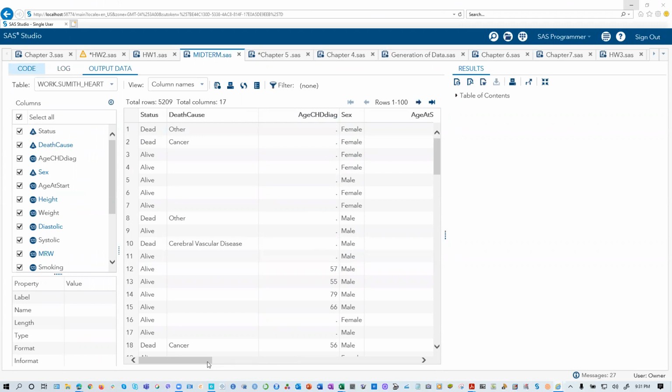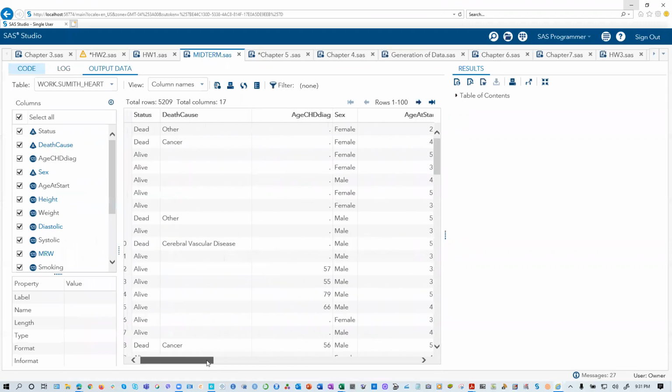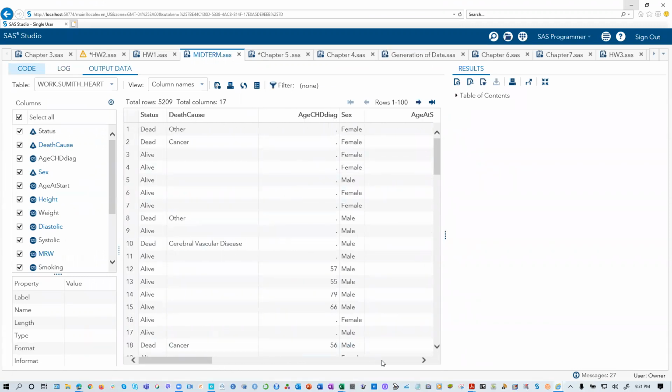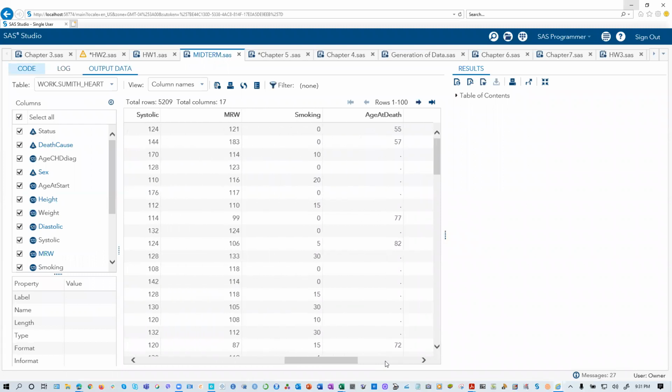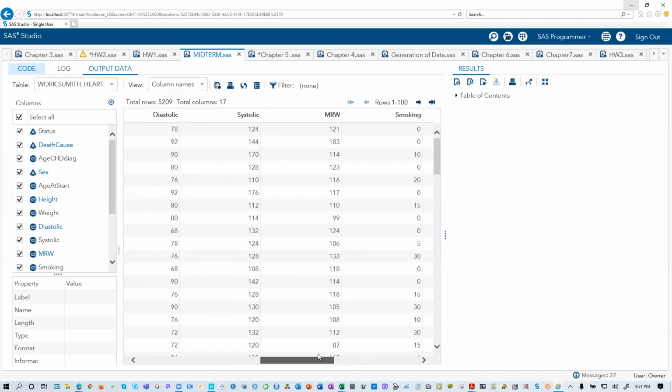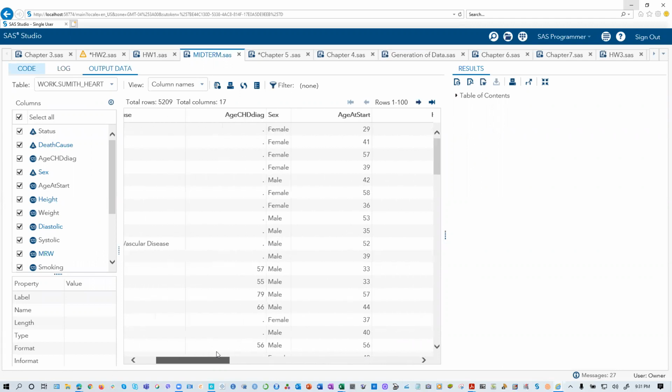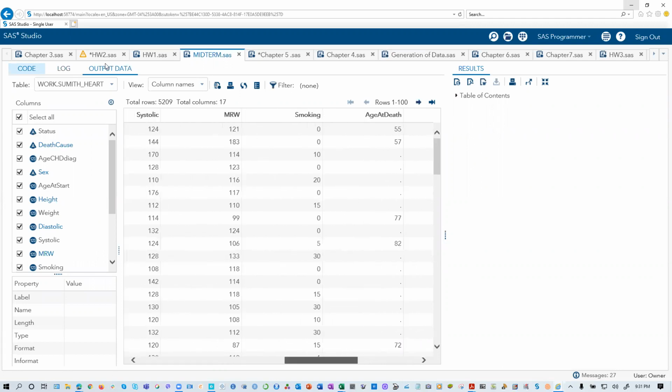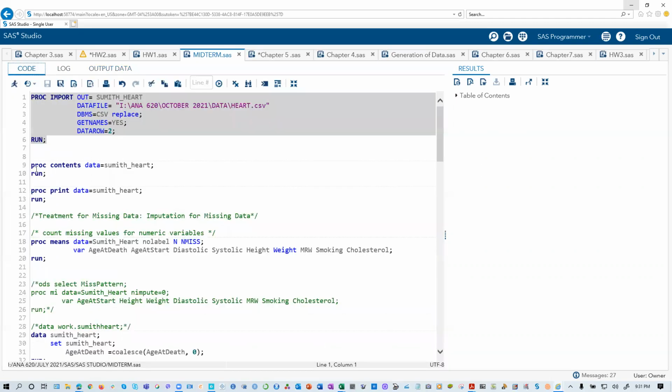Age missing. See, age missing. I can see this one missing. What else is missing? See, age at death. Look at that, they were missing for sure. Some places are missing too. Let's see what else is missing. Okay, we can figure out which variables are missing and how many are missing.